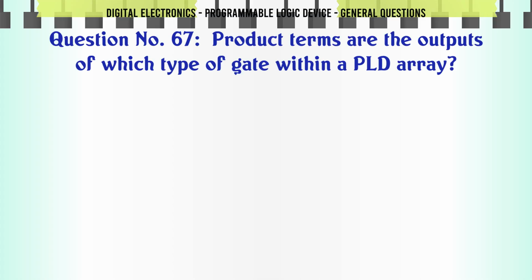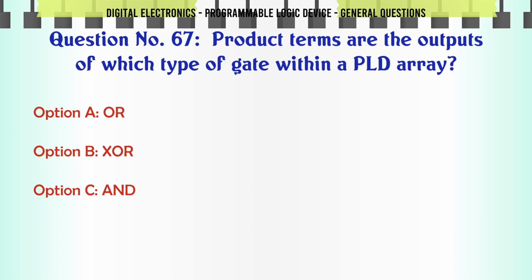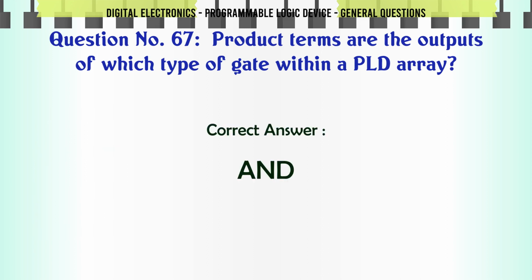Product terms are the outputs of which type of gate within a PLD array? A. OR. B. XOR. C. AND. D. Flip-flop. The correct answer is AND.